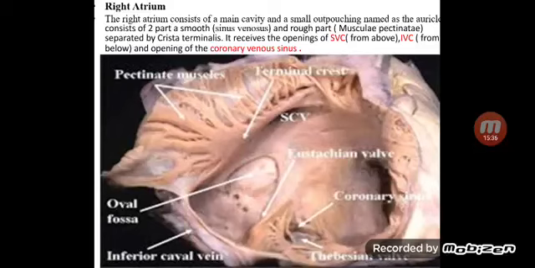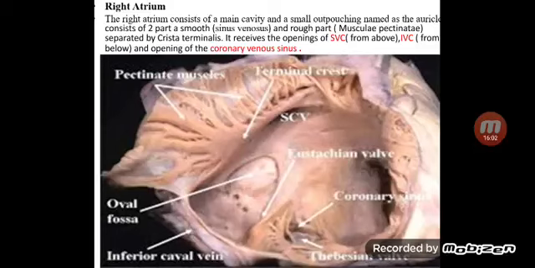In fact, the right atrium receives many openings. It receives the opening of the superior vena cava from above and the opening of the inferior vena cava from below. In addition, it receives the opening of the coronary venous sinus. They drain most of the blood from the heart wall, and open directly into the right atrium.